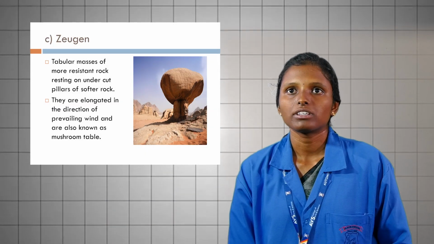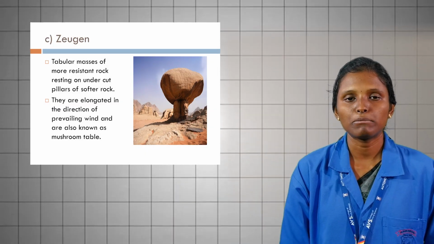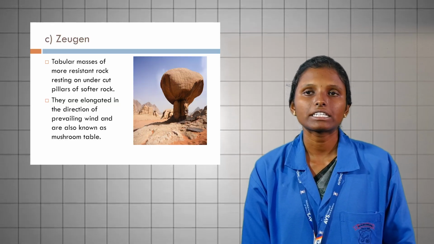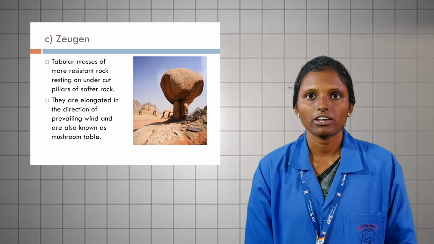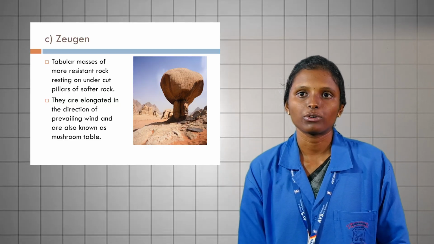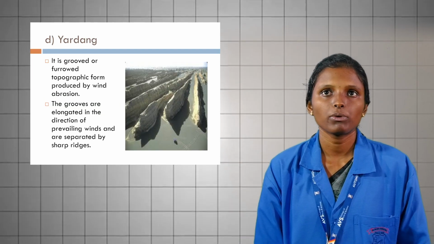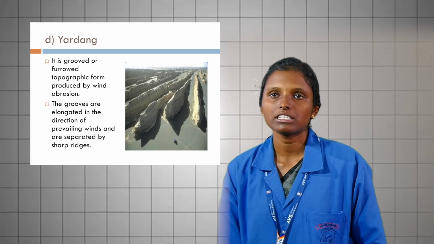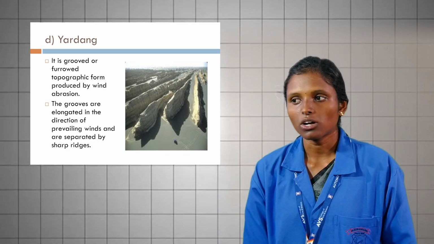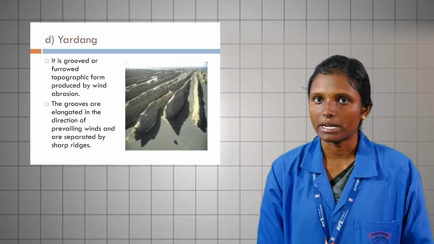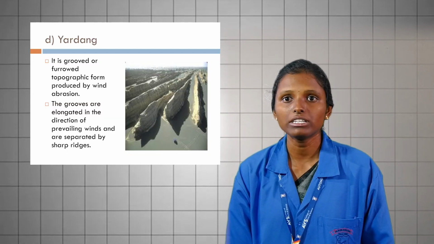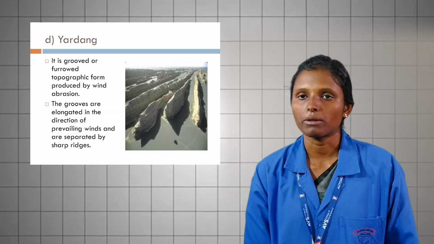And the next one is zeugen. Zeugen is a tabular mass of more resistant rock resting on undercut pillars of softer rock. They are elongated in the direction of the prevailing wind and are also known as mushroom tables. And the next one is yardang. Yardang is a groove or furrow shaped topographic form that is also produced by the action of abrasion. These grooves are elongated in the direction of the prevailing winds and are separated by sharp edges.